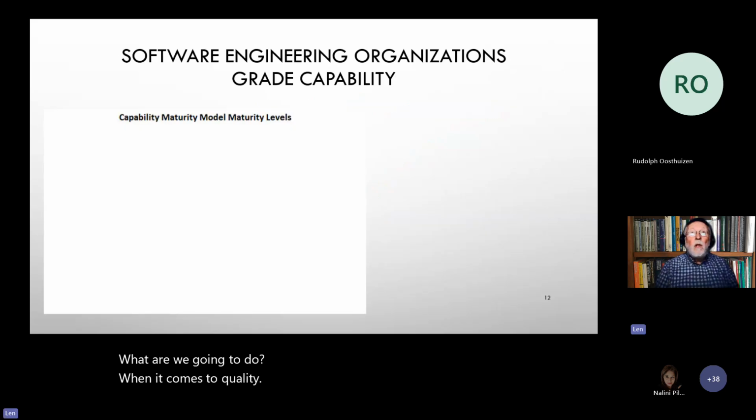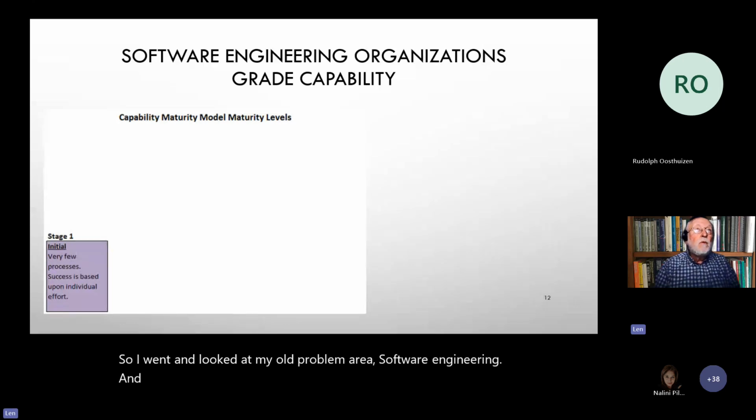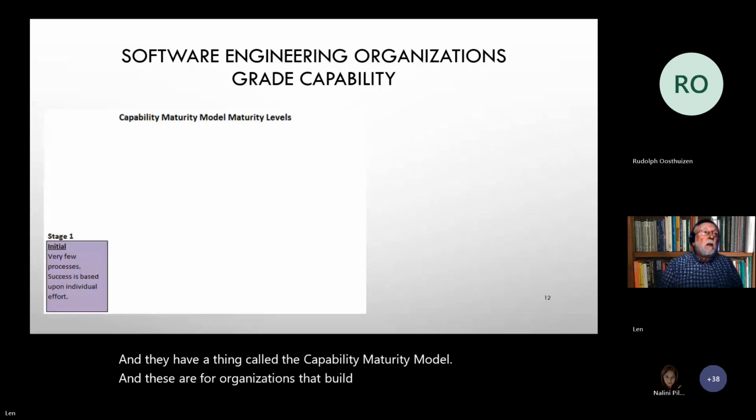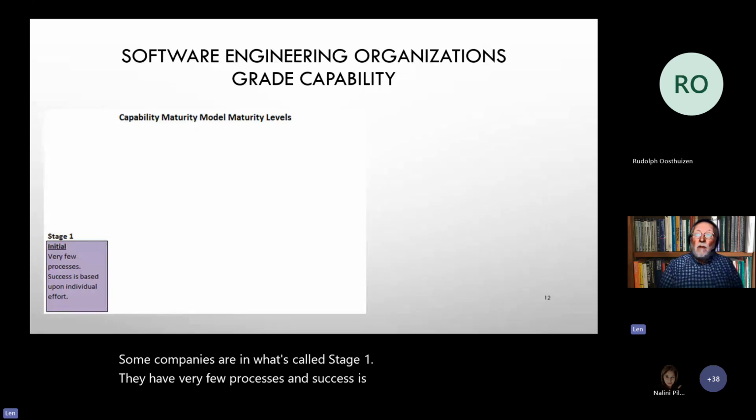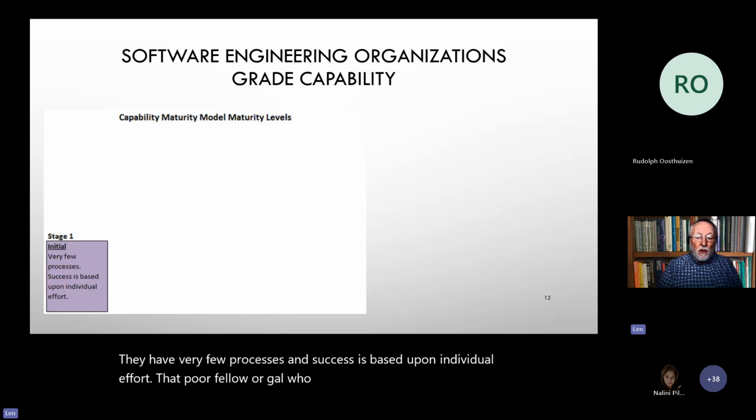Okay, so I went and looked at my old problem area, software engineering. And they have a thing called the Capability Maturity Model. And these are for organizations that build computer software. There are 5 stages. Some companies are in what's called stage 1. They have very few processes, and success is based upon individual effort. That poor fellow or gal who put in a 90-hour week to get the work done.